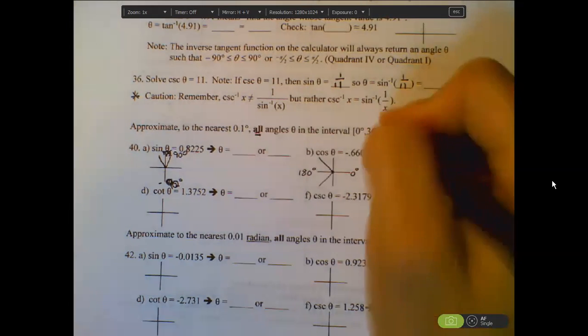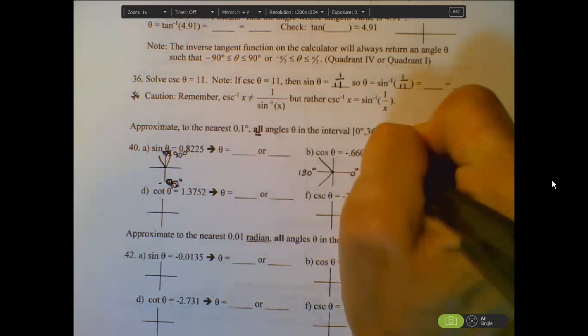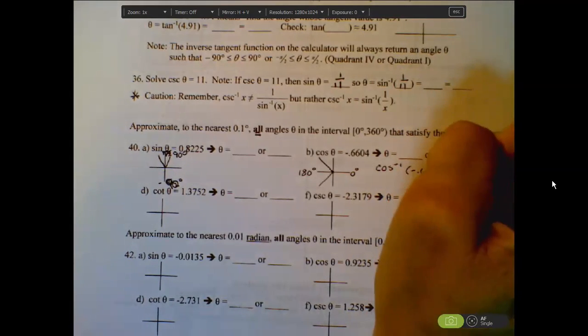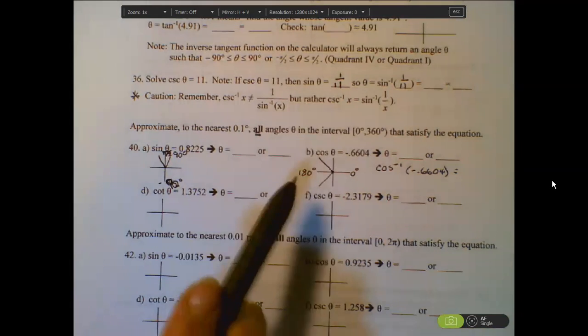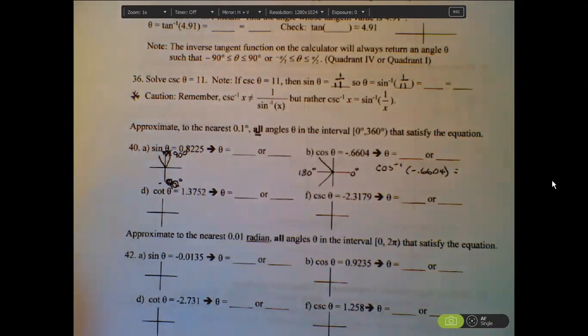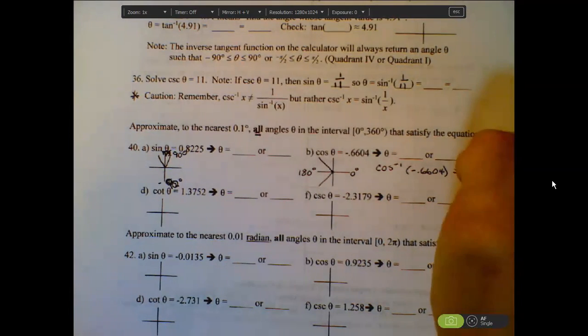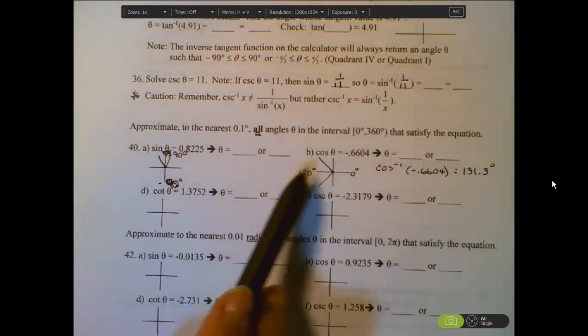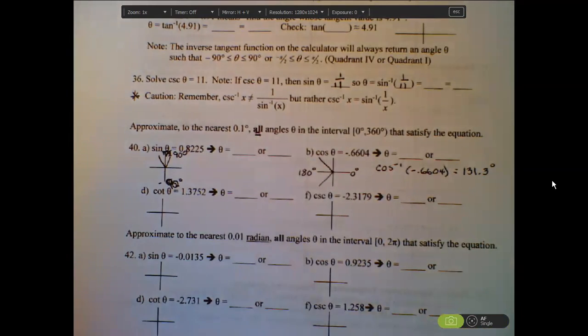All right, so I'm going to enter on the calculator inverse cosine of negative 0.6604, and that should give me a second quadrant angle. What did you get for that? 131.3. 131.3 degrees. So that is somewhere in the second quadrant before 180.